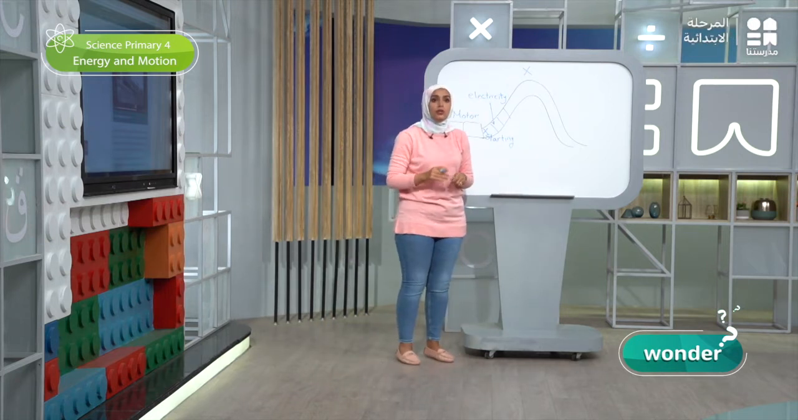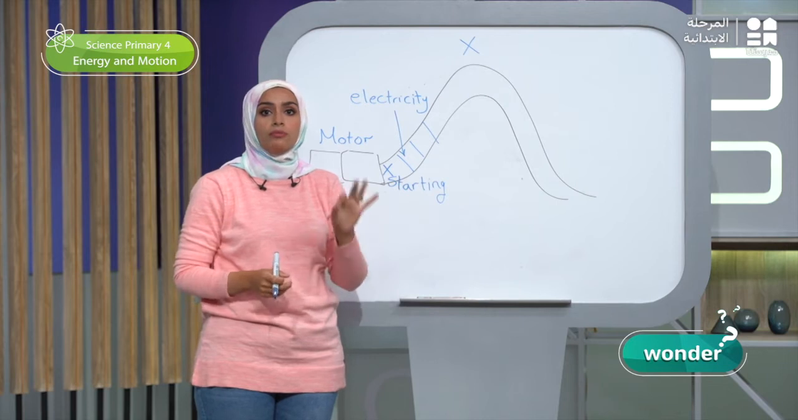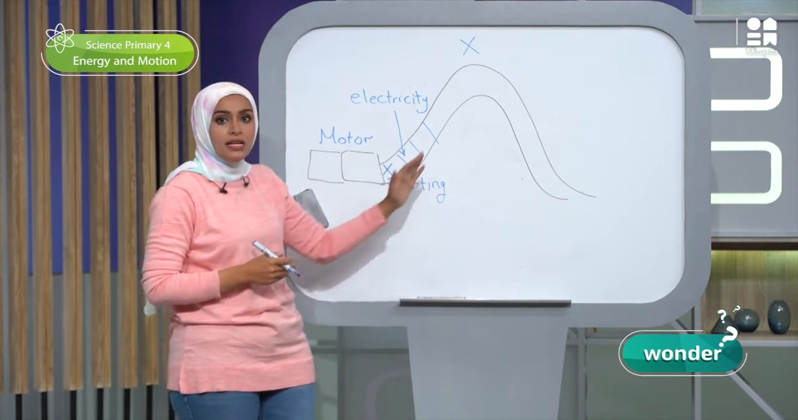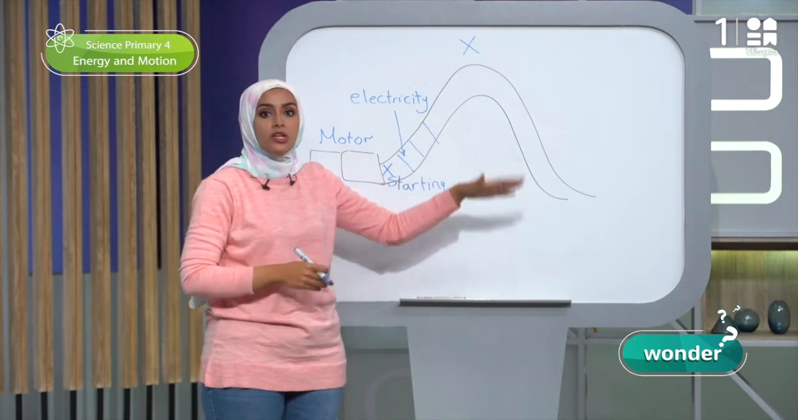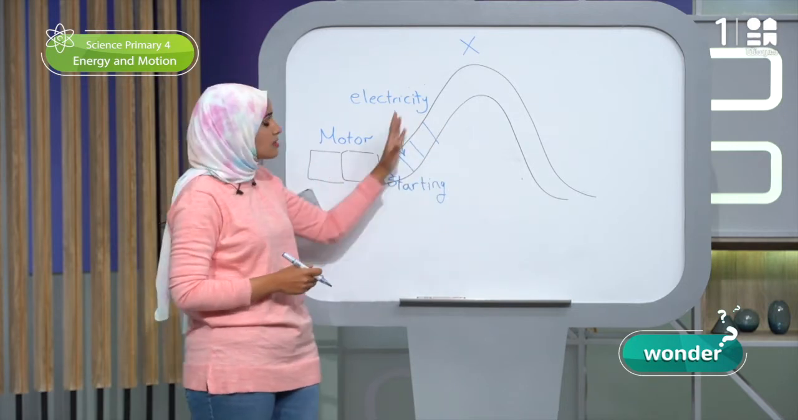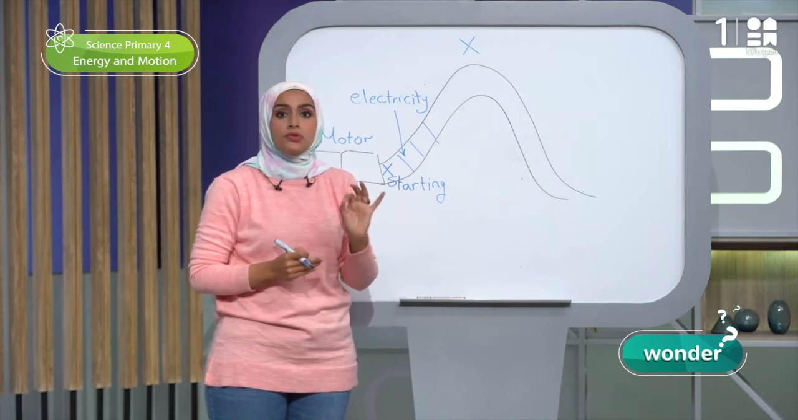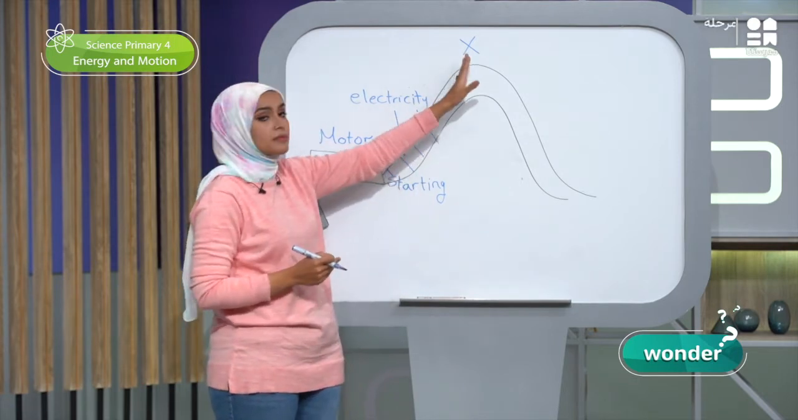In the beginning, the roller coaster gets energy from the motors and the electricity. The more it moves quickly, the more its kinetic energy increases. كل ما هي تتحرك أسرع، كل ما هيبقى عندها more kinetic energy. Until it reaches the highest point.